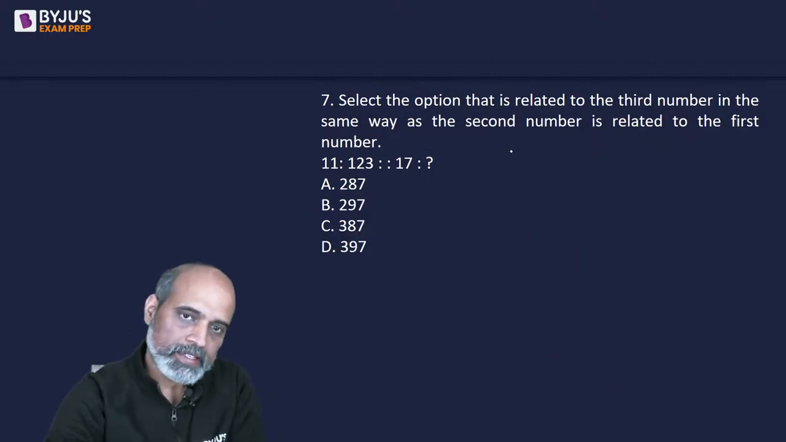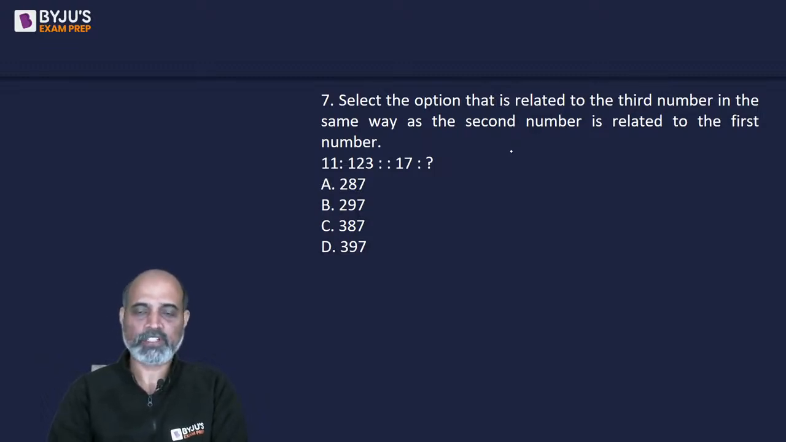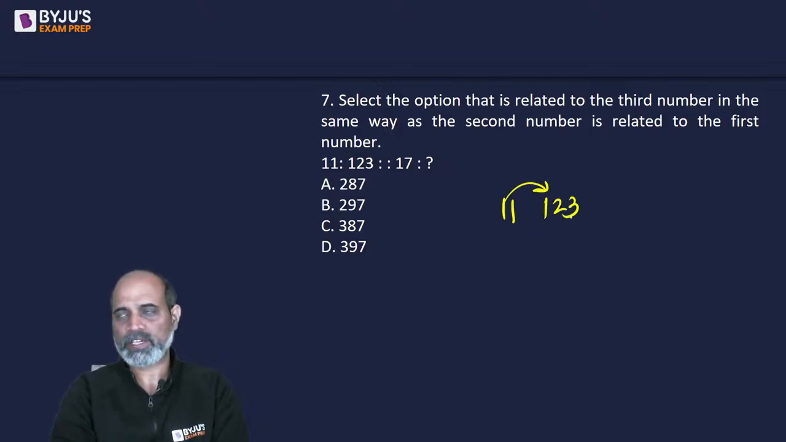Okay. Next, select the option that is related to the third number in the same way the second is related to the first. So 11 should become 123. 11 square is 121, plus 2. So we'll square plus 2. So if we have 17, we will need 17 square plus 2.